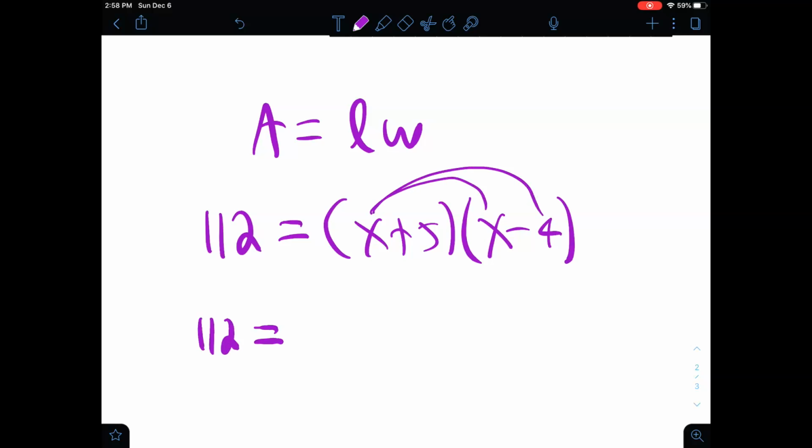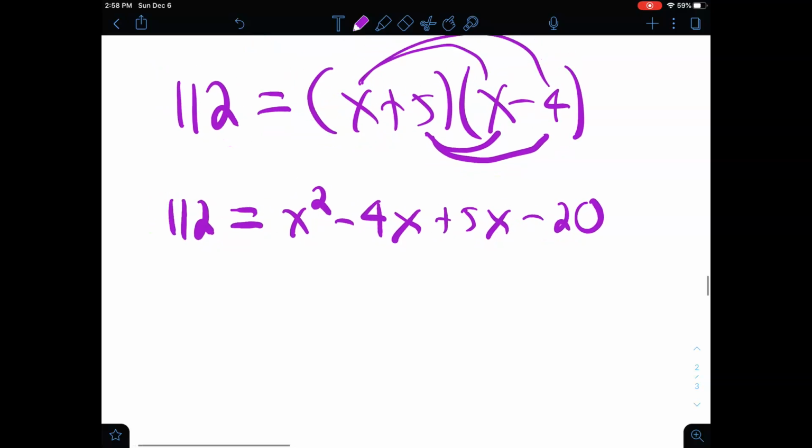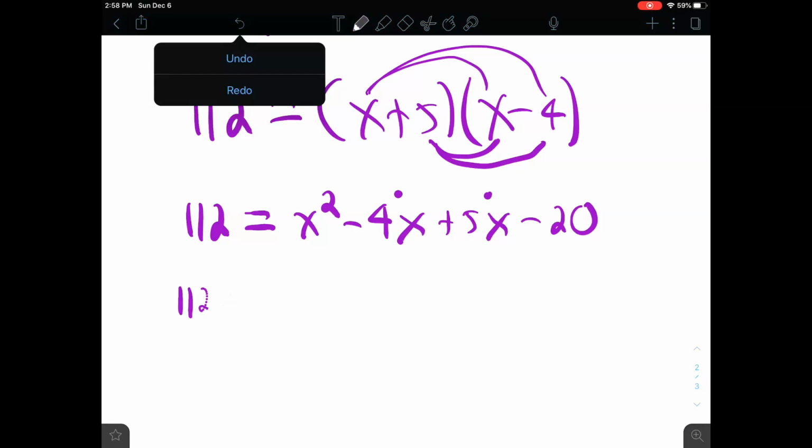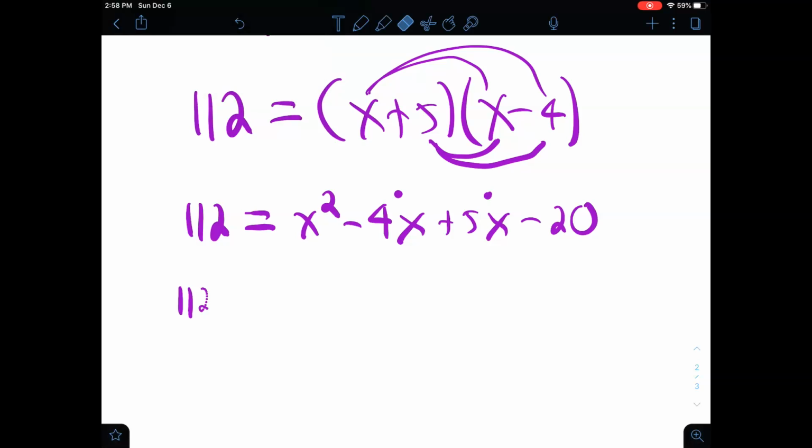So 112 equals x squared minus 4x. Then 5 times x and 5 times negative 4 is going to be plus 5x minus 20. Okay, combine like terms: we have negative 4x and 5x. So 112 equals x squared, negative 4 plus 5 is plus 1x, minus 20. All right, we're almost close.